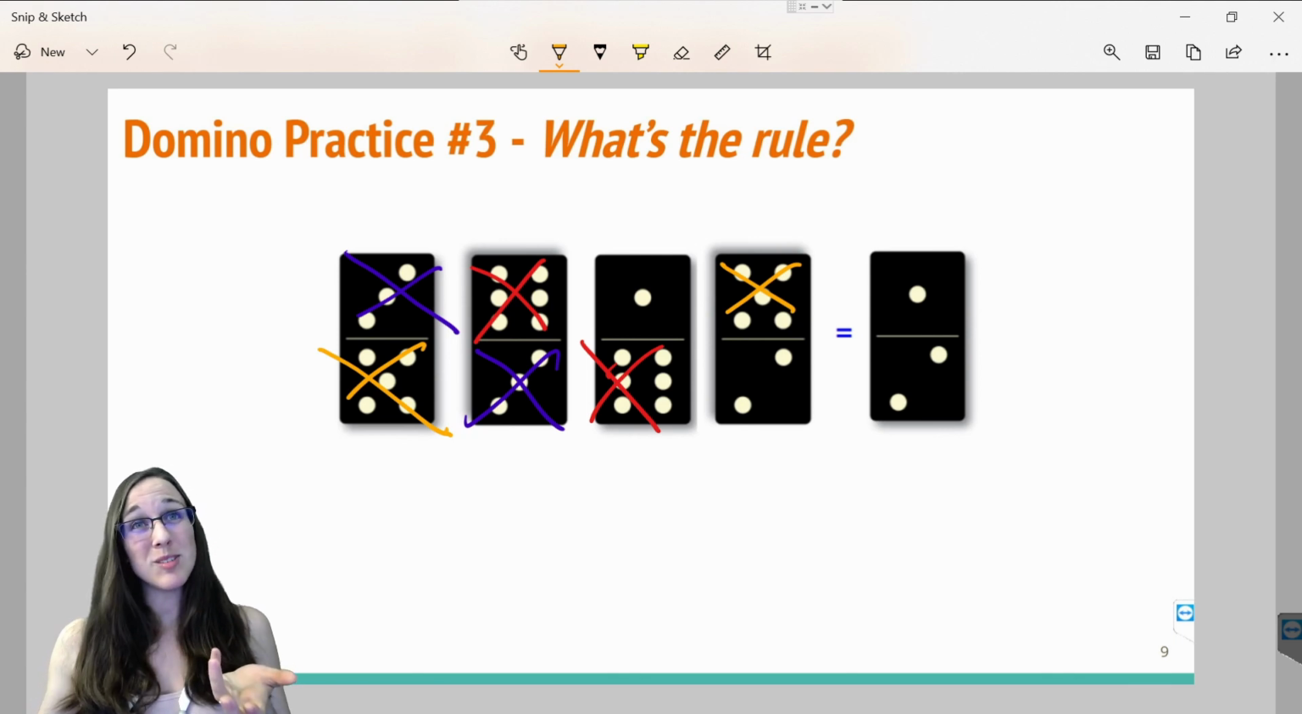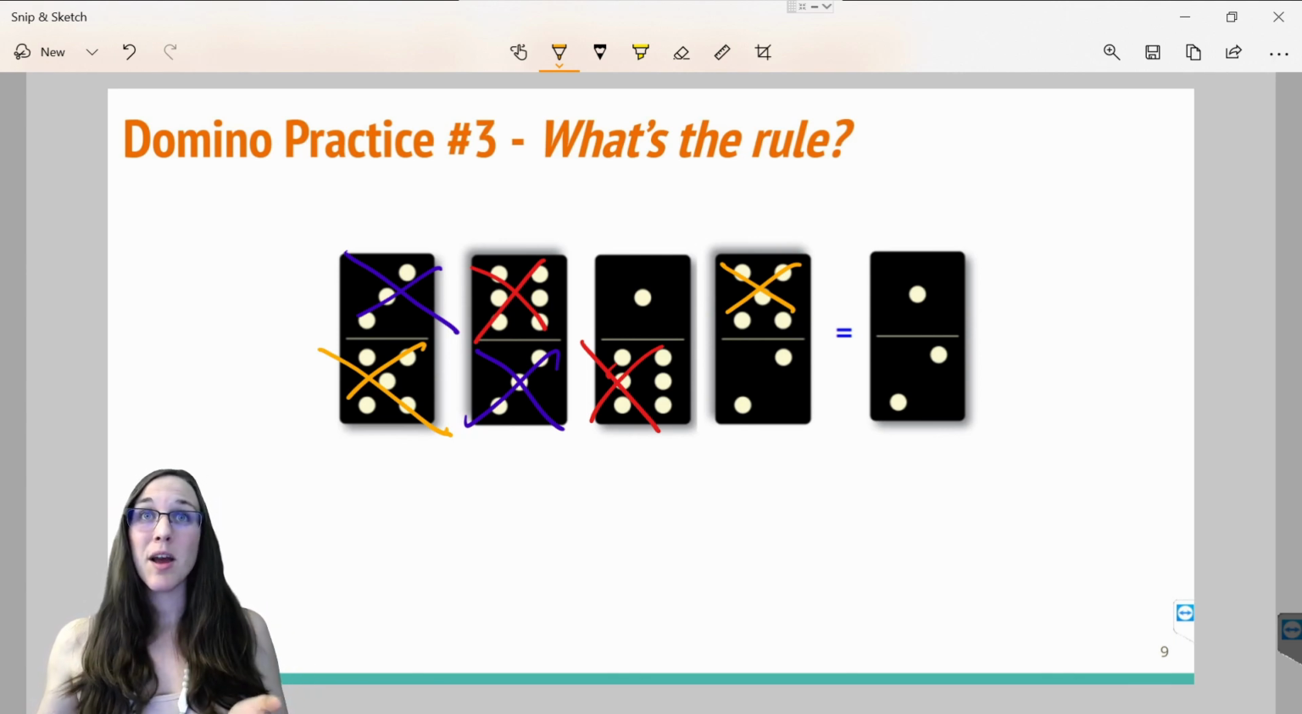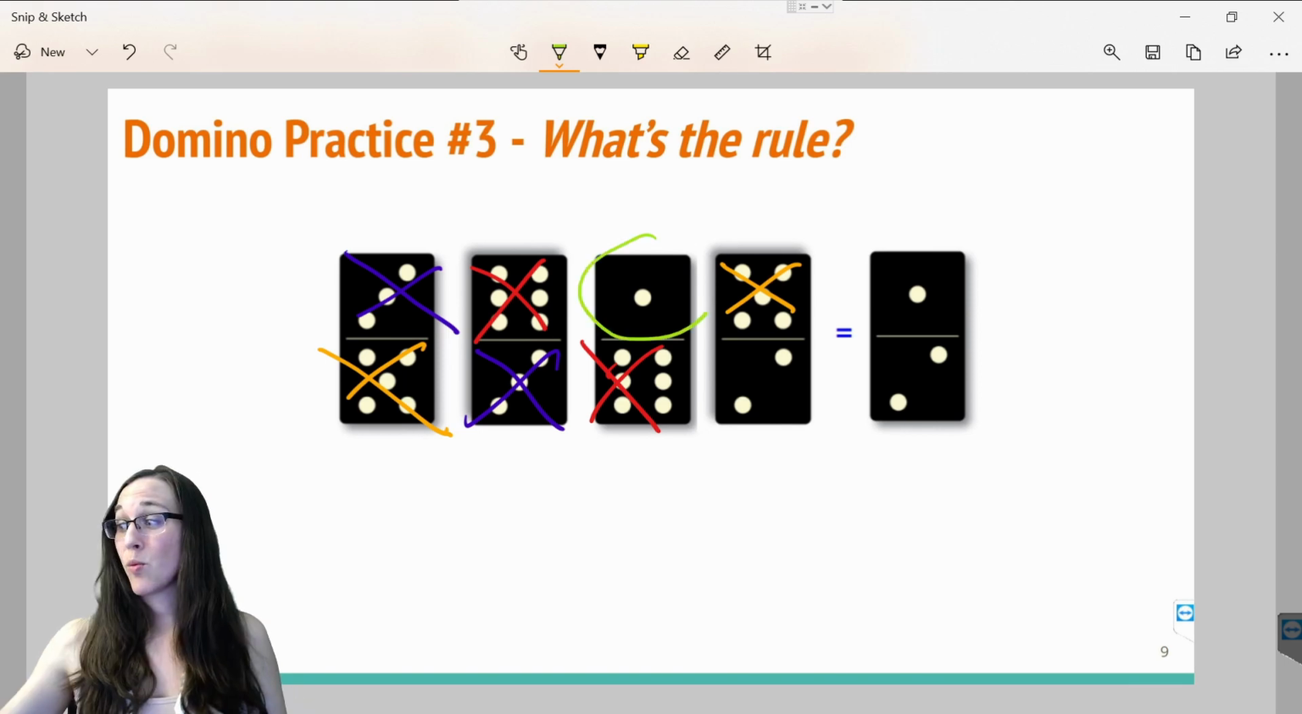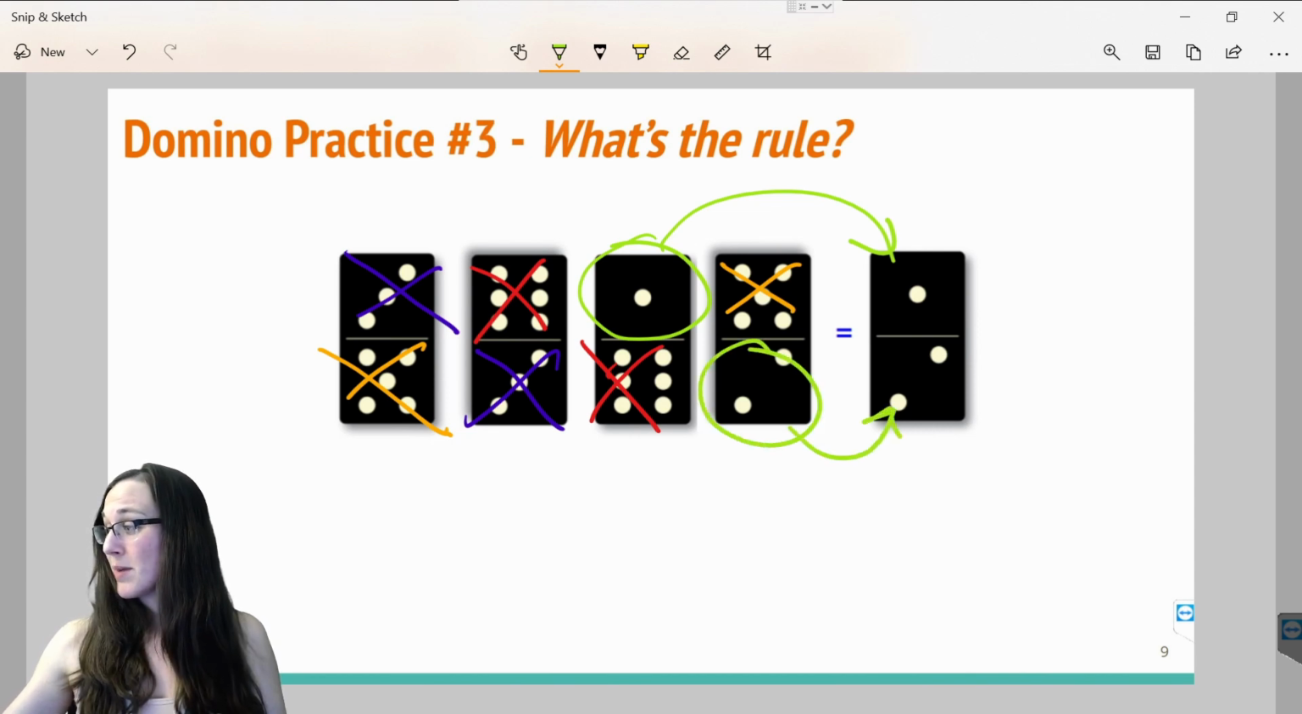Notice that the dominoes didn't need to be right next to each other. They can still cancel out. What we're left with now is our 1 on top, which matches our product, and our 2 on the bottom, which also matches our product.